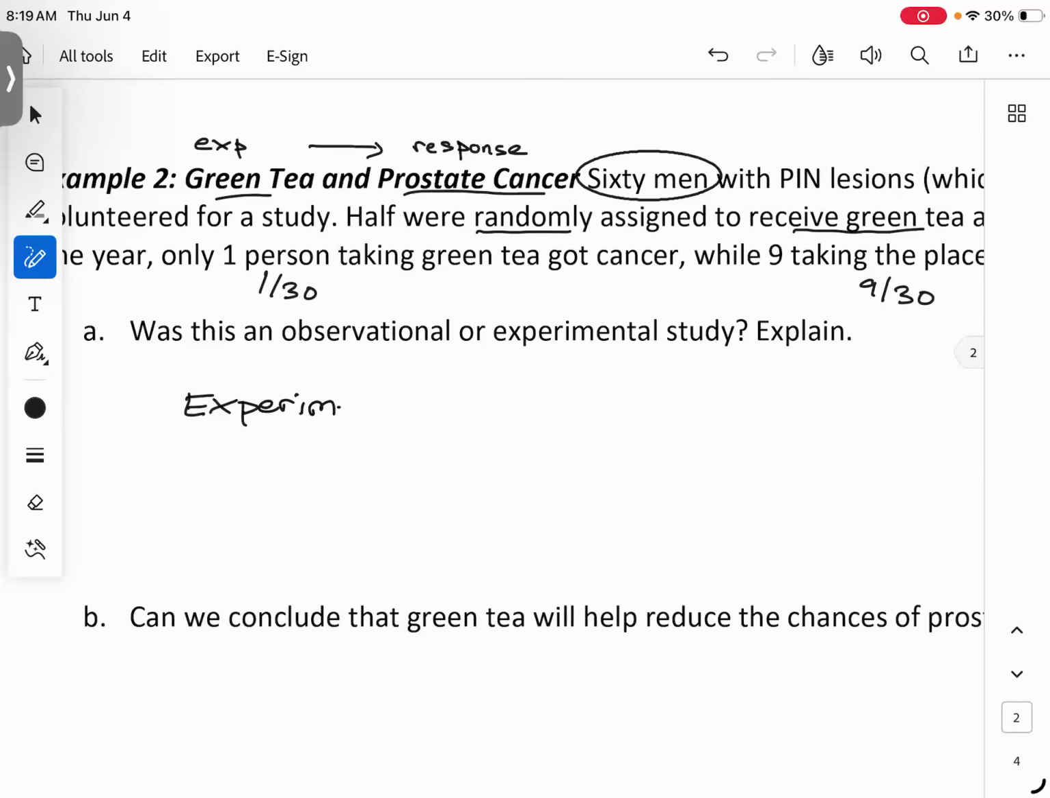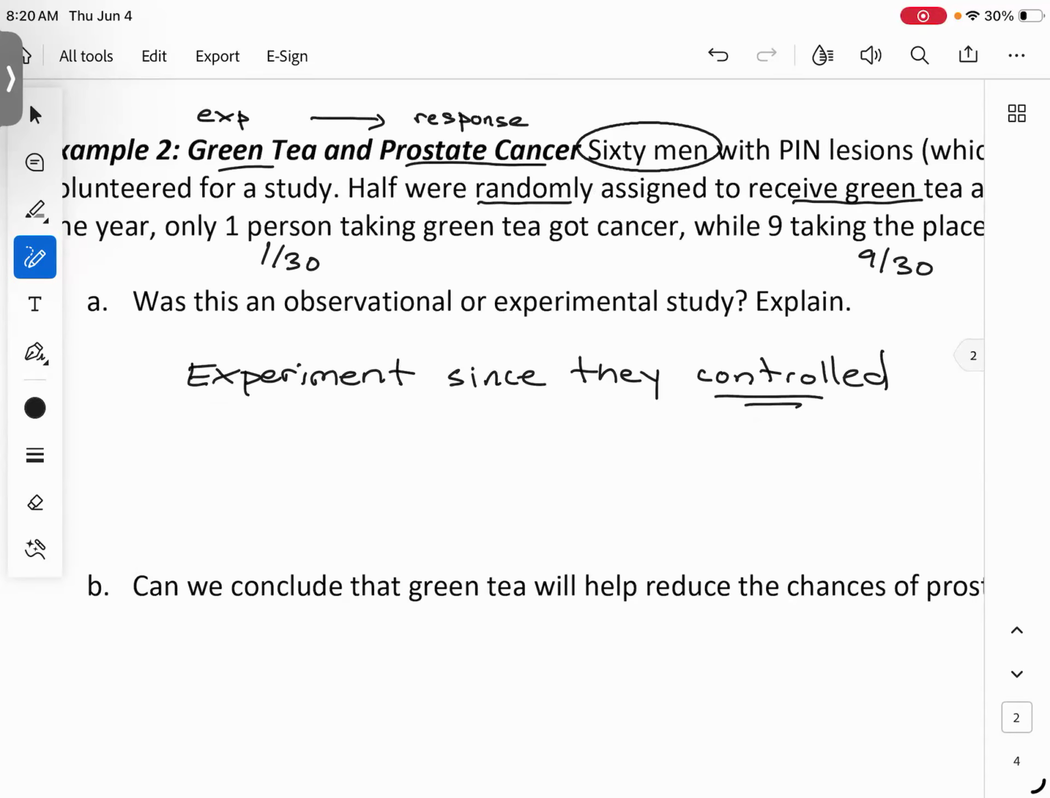And when you get to the homework, if it's ever asked, why was it observational? Why was it experimental? I'm going to just double underline this, the main reason why it is an experiment: they controlled who got green tea. And so if this is a question on the homework where it ends up being that they didn't do any control, you would say, oh, that was an observation because they didn't control any variables. But in this one, they did. It's an experiment.